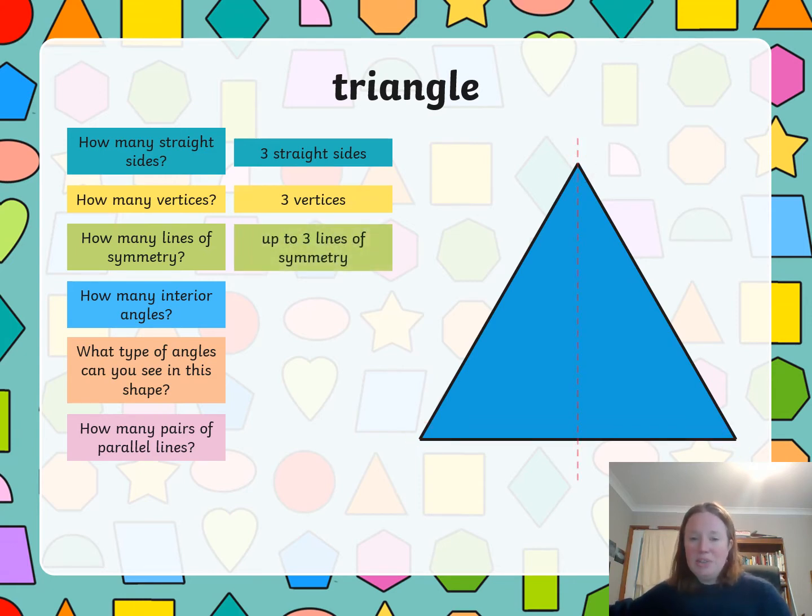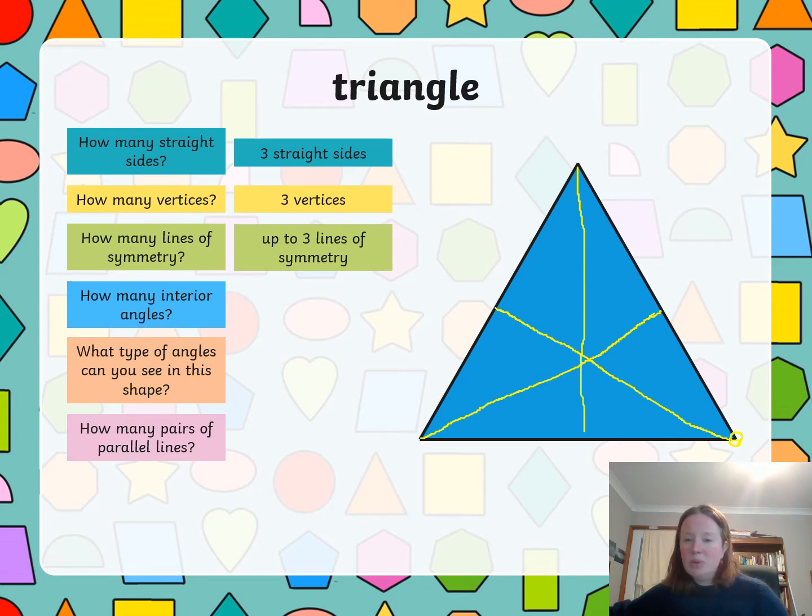How many lines of symmetry? So there are up to 3 lines of symmetry. Just to show you, because that went around really quickly, from the point all the way through the center to the middle of the opposite straight line. So we would have 3 lines of symmetry going from the corner or the point to the middle of that opposite side. See, I need a ruler right now. Okay, how many interior angles? Well, we've got 3 interior angles.